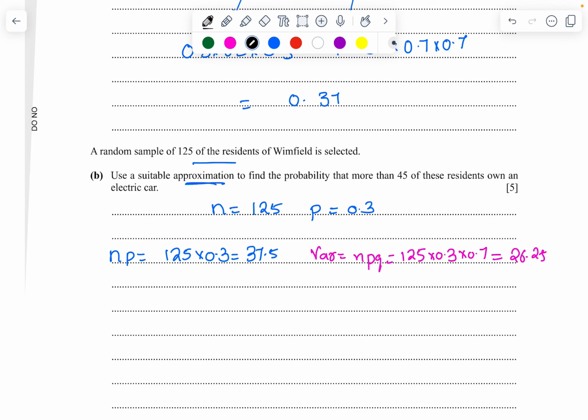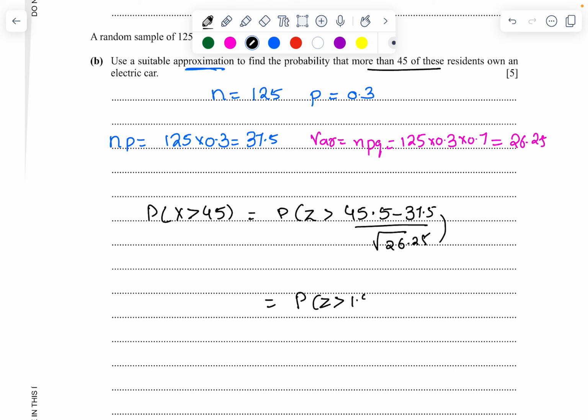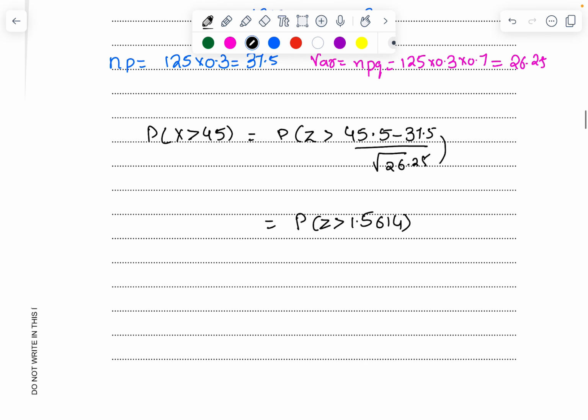What is being asked? The probability that more than 45. Probability of x greater than 45, which is equal to the probability of z greater than 45.5 minus 37.5 divided by the square root of 26.25. So which is the probability of z greater than 1.5614, which can be written as 1 minus the probability of z less than 1.5614. So which is 1 minus 0.9407, which is going to be 0.0593. That's going to be the answer.